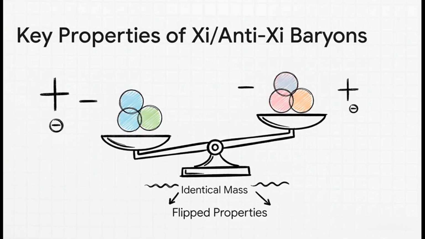While all those quantum numbers that give the particle its identity are flipped on their head, one thing stays almost perfectly identical: the mass. It's about 1,315 mega-electron volts, which is roughly 1.4 times the mass of a proton. The key is the anti-Xi and its matter twin weigh the same. And that isn't just a fun fact, it's a cornerstone prediction of the standard model of particle physics. If scientists ever measured even the tiniest difference, my gosh, that would be a Nobel Prize-winning discovery that would completely shatter our understanding of the universe.